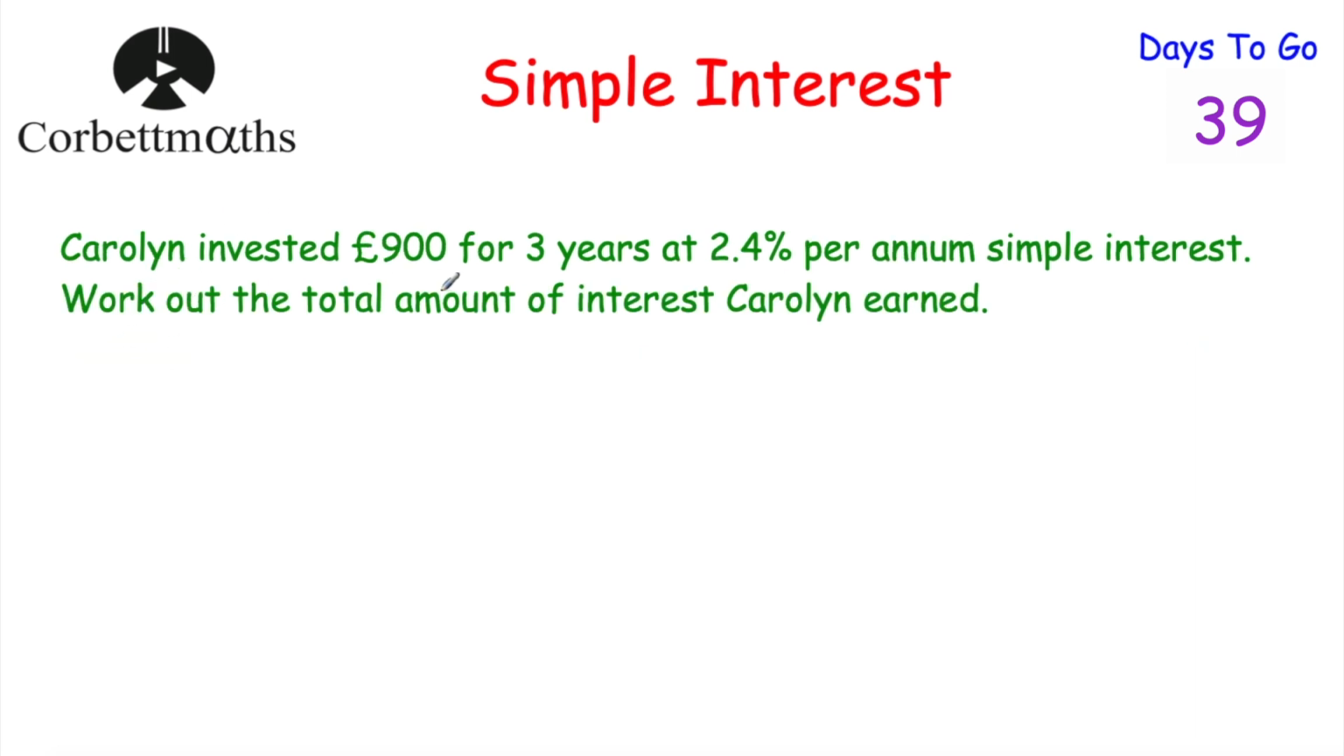So this time we've got Carolyn, who invested £900 for 3 years at 2.4% per annum simple interest. Work out the total amount of interest Carolyn earns. Okay, so this question is a calculator question. If you want to try it yourself, feel free to press pause and work out the answer. Otherwise, I'm going to go through it now in a second.